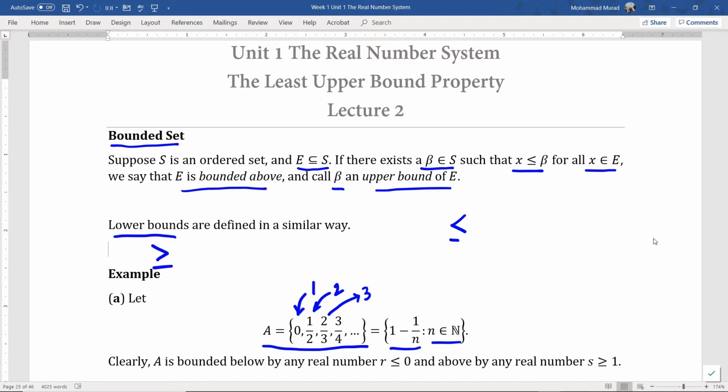Clearly, A is bounded below by any real number r smaller or equal to 0, and bounded above by any real number s larger or equal to 1. For example, 0 is a lower bound of the set A. -1 is also a lower bound of the set A. So any real number smaller or equal to 0 is a lower bound of the set A. In a similar way, 1 is an upper bound of A, 1.5 is an upper bound of A, 10 is an upper bound of the set A. So we see that lower bounds or upper bounds are not unique.